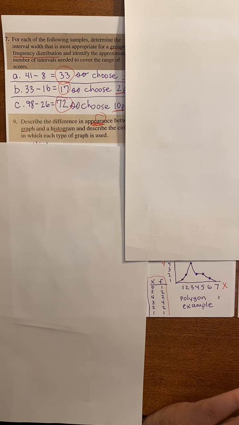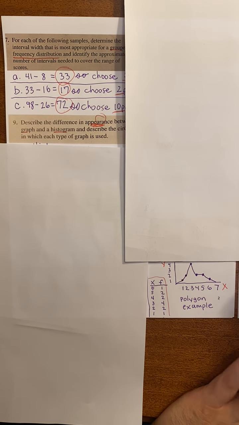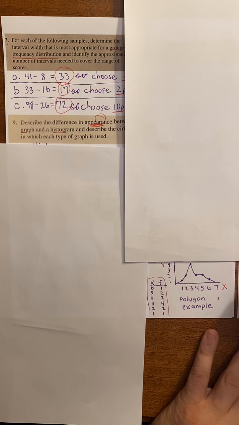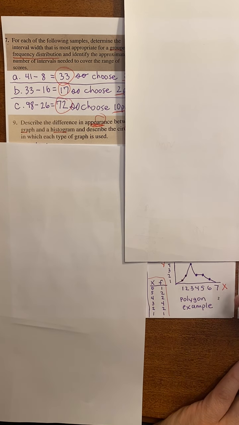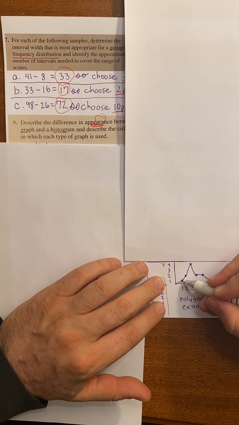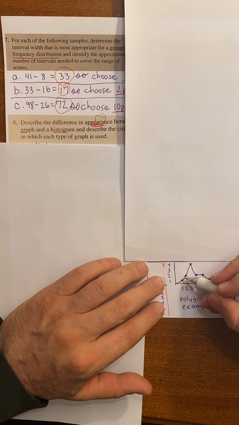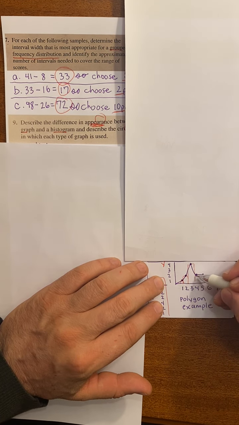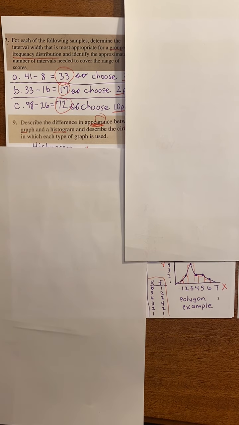The reason why I say this is similar to the histogram is basically each dot is like the top of the bar in the histogram, right? So remember the histogram is a bunch of different bars. And so that's what is happening here with the polygon, the bars.